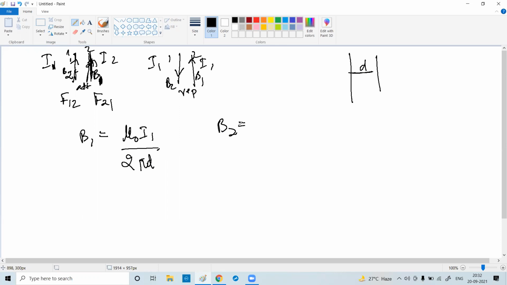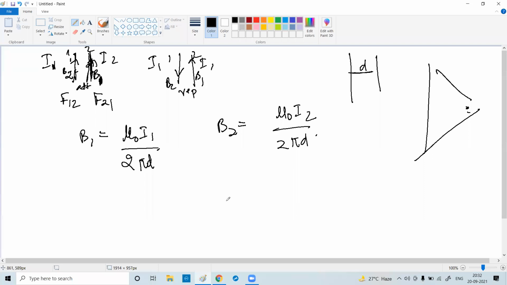Similarly, your B2 is what? Mu naught I2 by 2 pi D. Yes or no? Agree with me? Already we studied this formula last class. Not last class, the one before. We did one derivation, Biot-Savart's law. Point here, we found out theta 1, theta 2. That is a generic formula. If you don't understand, let me know.